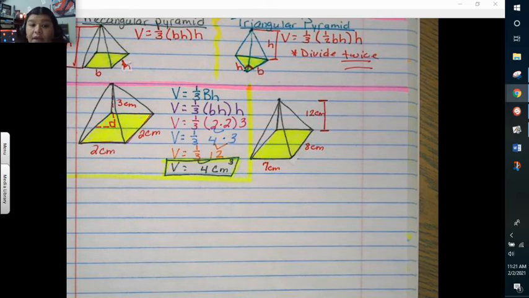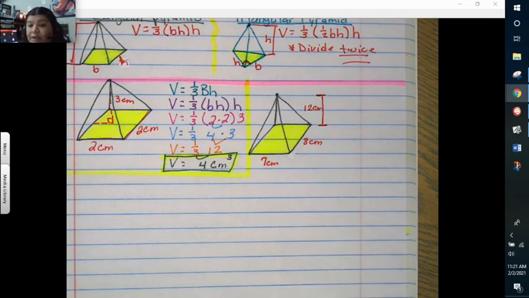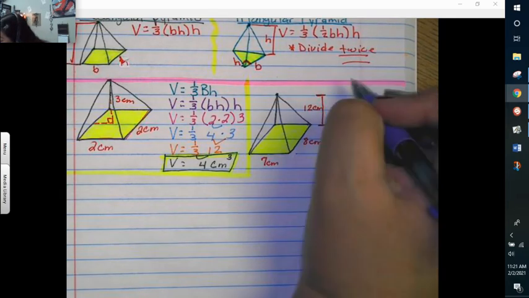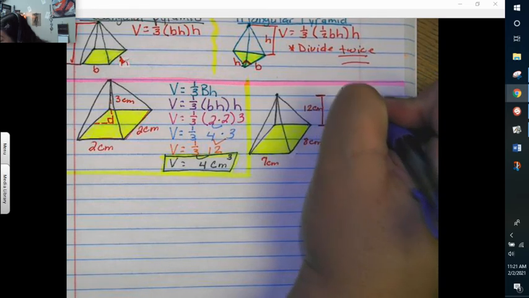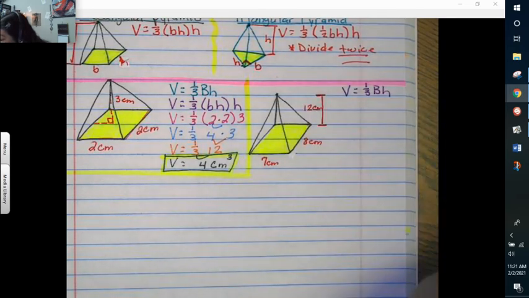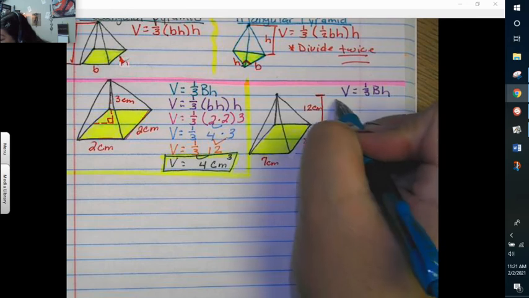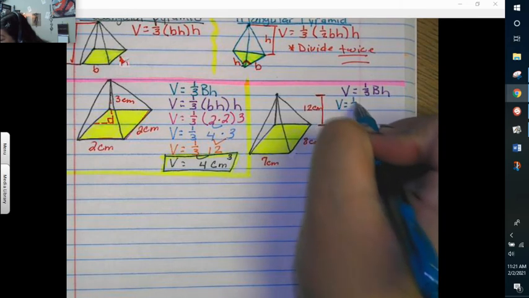Okay, so you can always press pause if you still need time drawing, and then press play whenever you're ready to go. You're in control. All right, so I'm going to go ahead and do the formula. Cannot forget that 1/3 area of the base times the height. Okay, now it's time to plug in.